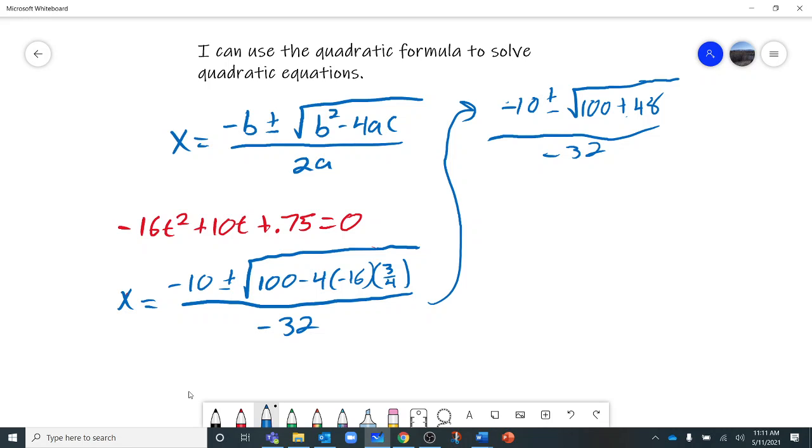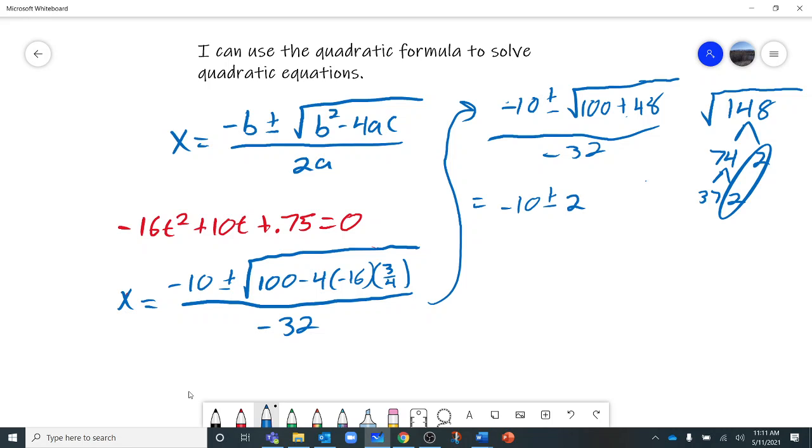Okay, and so we come down again, and that is equal to negative 10 plus or minus the square root of, let's look at the square root of 148. We could break this down by 2's. This would be, I believe, 74 and 2, and that is 37 and 2. And 37 does not break down. That's a prime number. So we get 2 out of there, which is always nice. So negative 10 plus or minus 2 square root of 37, all divided by negative 32.